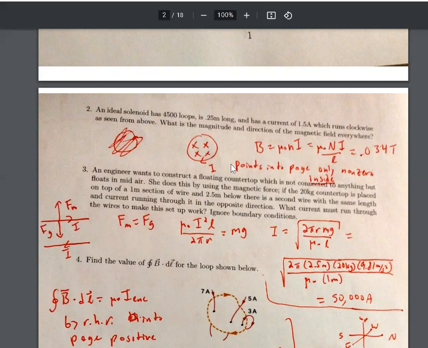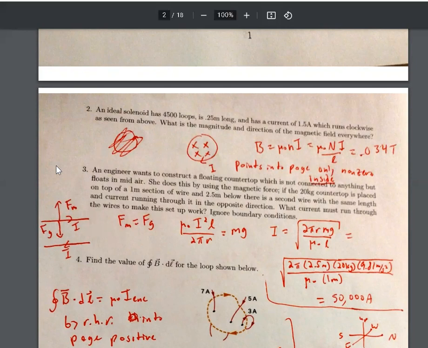And then we can find the direction once again by using the right-hand rule. So we say that our current runs clockwise as seen from above. So if you point your thumb in this clockwise direction, which can be anywhere around on this circle, you'll see that your fingers point into the page. So that's the direction that the magnetic field is going.